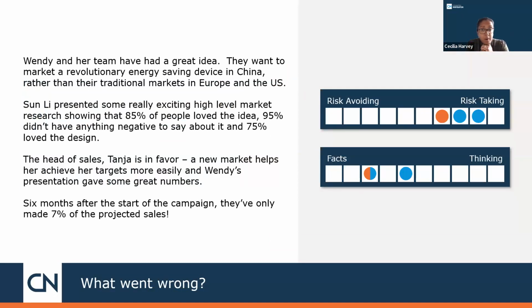So Wendy and her team have had a great idea. They want to market a revolutionary energy-saving device in China, rather than in their traditional markets in Europe and the US. Sunli presented some really exciting high-level market research showing that 85% of people loved the idea. 95% didn't have anything negative to say, and 75% loved the design. The head of sales, Tanya, is in favor. A new market helps her achieve her targets more easily, and Wendy's presentation had some great numbers. Six months later, though, they've only made 7% of the projected sales.